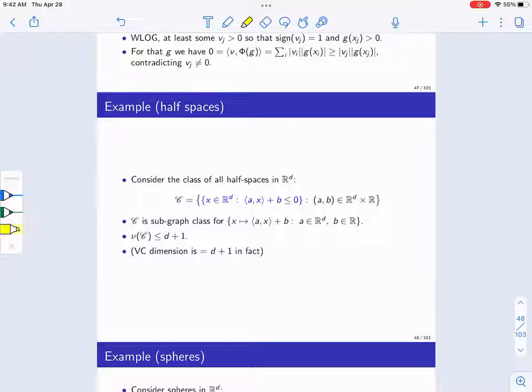Let's see some examples. The main example is this one, which is useful for us. So if you have a class of half spaces in R^d, you know the half spaces can be written like this, right? There is this normal to the half space, and there's this sort of intercept, and to one side of it. So how does it look like? So if I have something like this, what is this set?